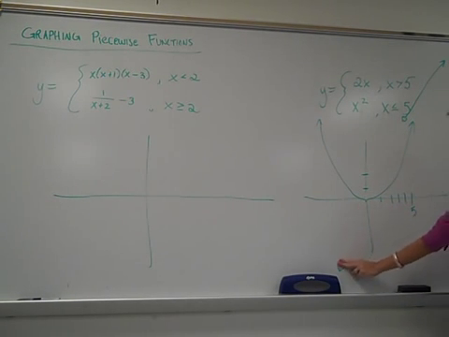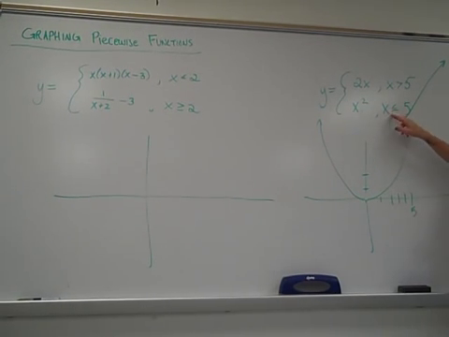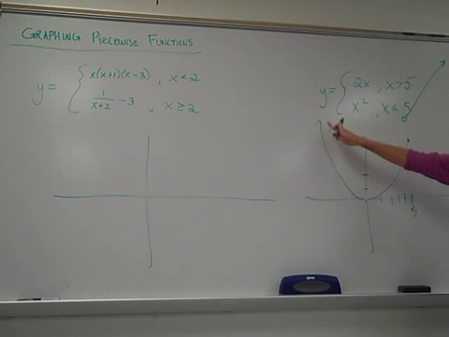So I could go through and erase the rest of the line, because the line only exists when x is bigger than 5. The parabola only exists when x is less than or equal to 5. So I can close this up, erase the right-hand side, and keep the left-hand side.